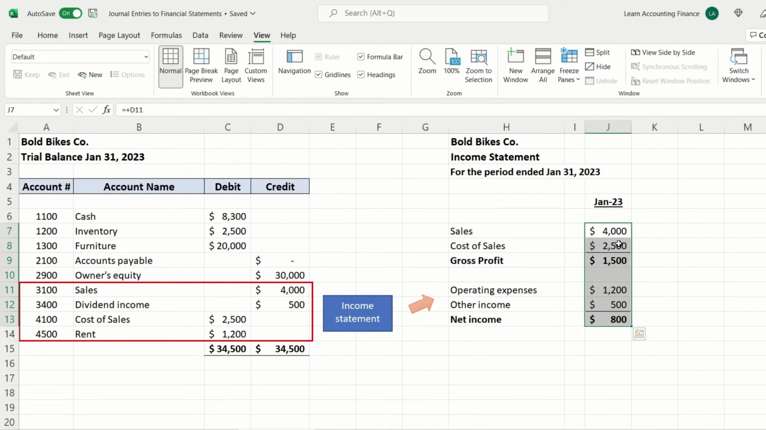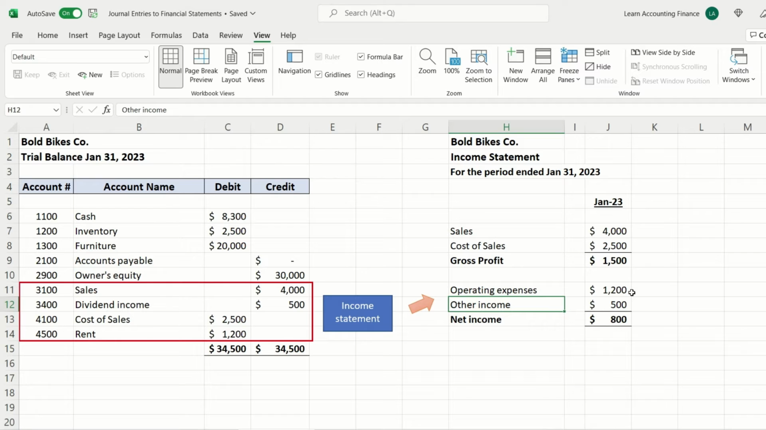However, income statement shows the impact for the period. So in our example, we only had one transaction on the 23rd of January, which is resulting in sales of 4,000. But if there were other transactions for the month of January, they would all be summed up together and shown here. And the same applies for cost of sales, other operating expenses, and other income.